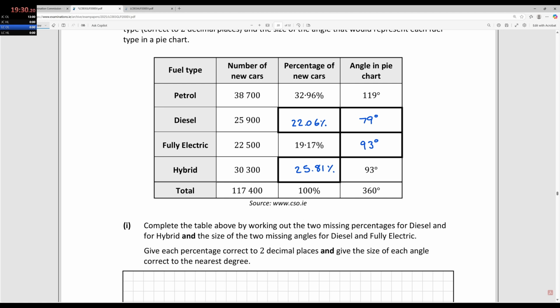Okay, that bit's right. 25.81 is correct. 22.06 is correct. 22.06 multiplied by 360 gives 79. And then this one, oh, I picked the wrong number that time. That's what I did. So this shouldn't be 93. I picked this number and got the 93 a second time. This should be 69, to the nearest degree, so that's fine. So 69 plus 93 plus 79 plus 119, and that does add up to 360. Cool.